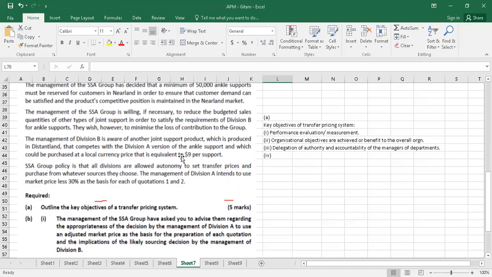Alternative is there. But why would they want to acquire it from Nearland? Why does division B want to do so? I think that decision is subject to the tax benefits that can be availed. Okay, so the reason why transfer pricing between units located in multiple countries happens is because of availing tax benefit. I hope I am making it clear.